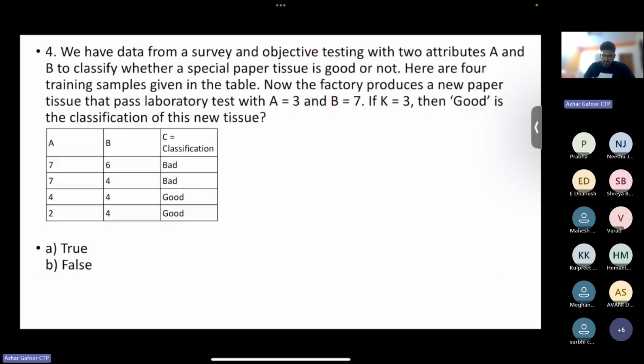Now we have a little bit long question. We have data from a survey and objective testing with two attributes, A and B, to classify whether a special paper tissue is good or not. Here are four training samples given in the table. Now the factory produces a new paper tissue that passed the laboratory test. We have A equal to 3 and B equal to 7 for the new case. If we choose K equal to 3, what is the classification of this new tissue?